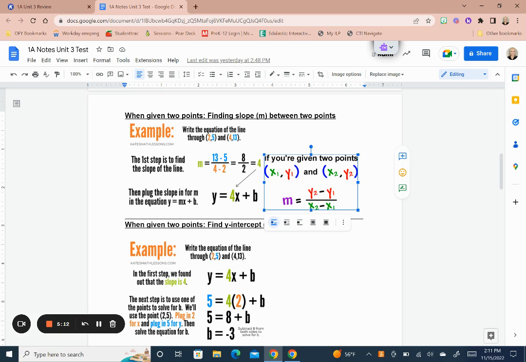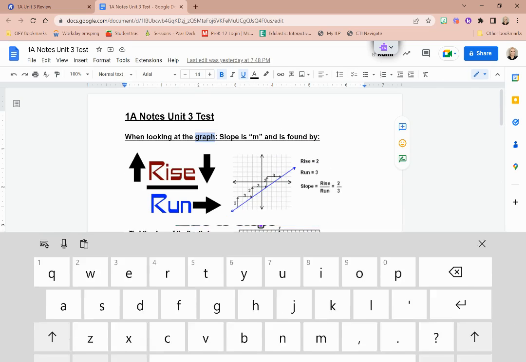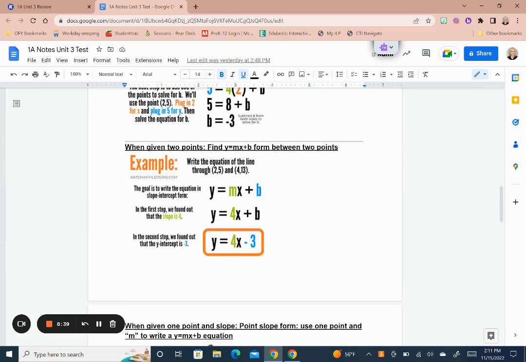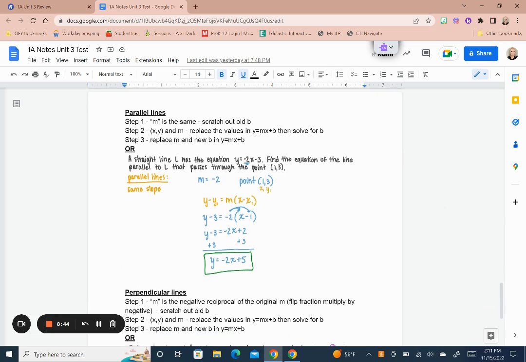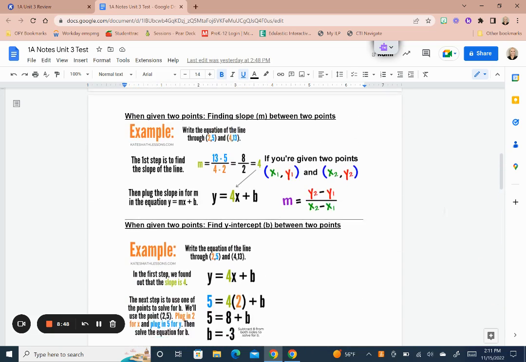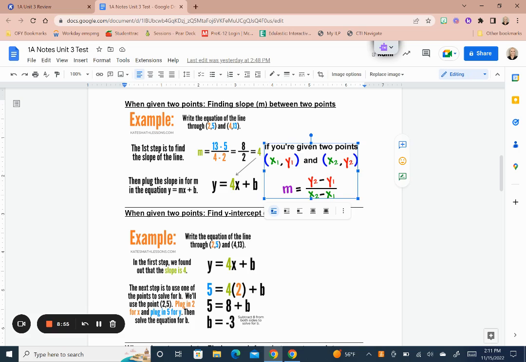Okay. Once again, I see 2 points right here. So when I'm looking at which page to use, we've got to look at what this says. Graph. The next one says 2 points. Ding, ding, ding. But we can continue anyways. 1 point and a slope, and parallel lines. So we're going to go right here. 2 points. So we're going to use this one right here.